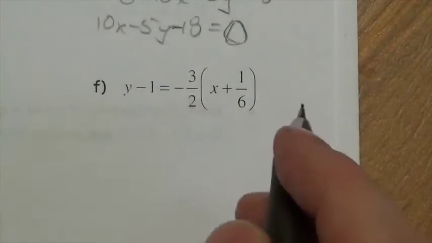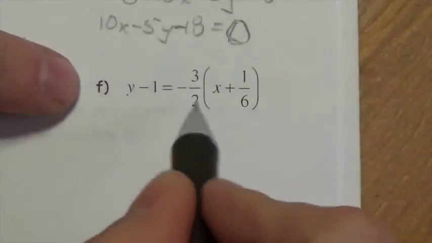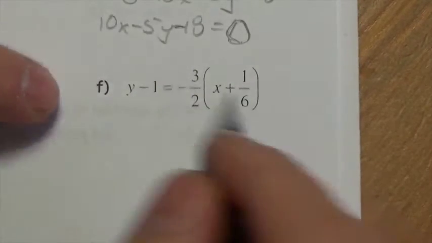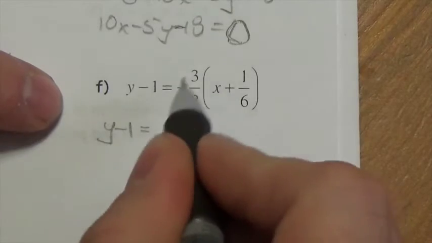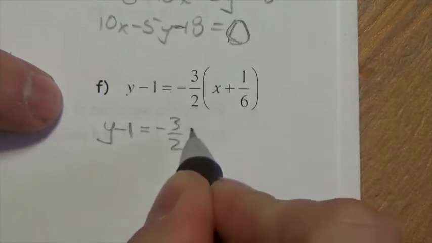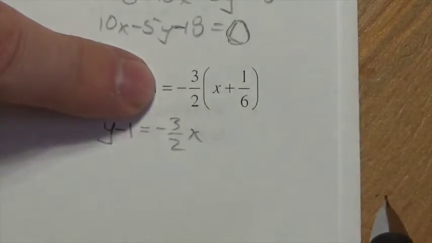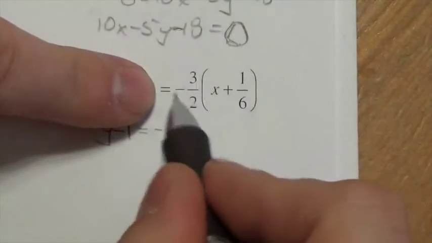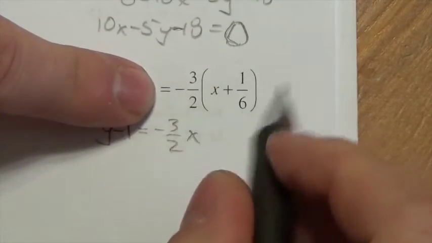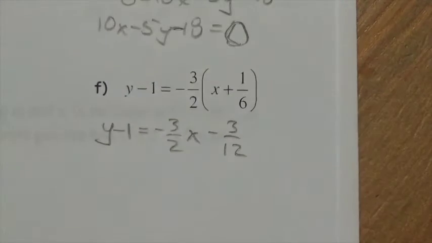And then finally, we've got another one that's in point-slope form. And again, before I get rid of the fractions, I'm going to distribute that slope through, just to make this a little bit easier to look at. So y minus 1 is going to equal, okay, well that's going to become negative 3 halves x. And then negative 3 halves times 1/6. Okay, well I tell you what, we'll do this in 2 steps here. So negative 3 halves, that's going to be negative 3 times 1, so negative 3, 2 times 6 is 12.